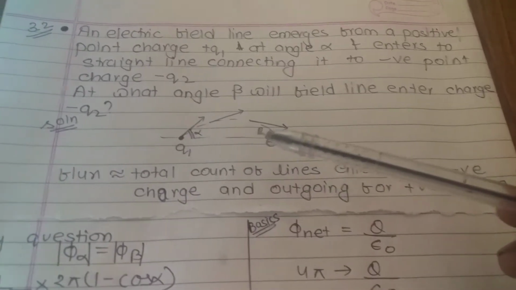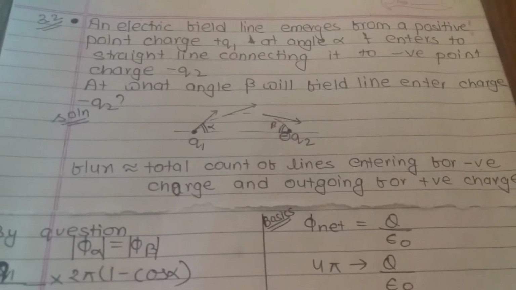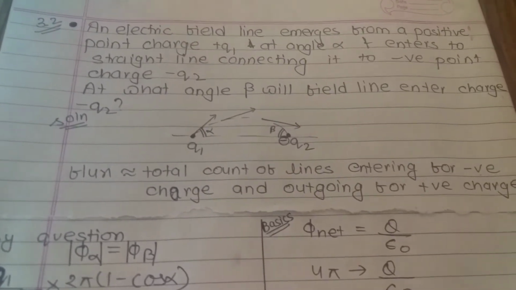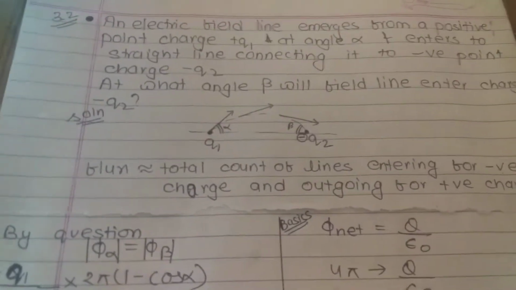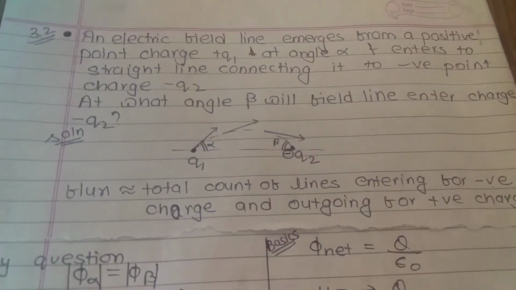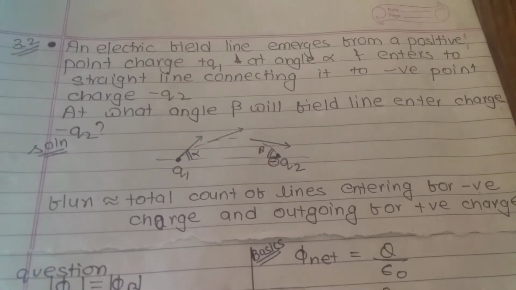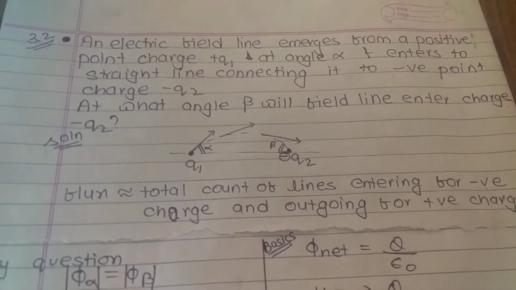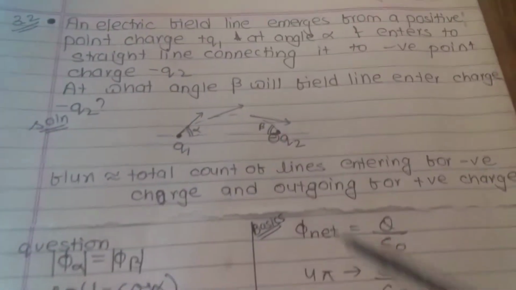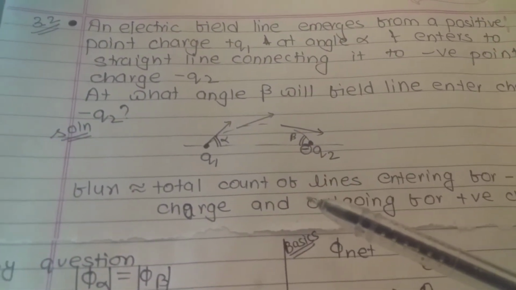So if you are solving this question, you can say that there is not only one line. We can find the number of lines emerging from Q1, and the main concept in this whole question is that all lines that are emerging from Q1 at an angle alpha will be entering Q2 at an angle beta, right? So I can find the flux exiting from Q1 at an angle alpha using Gauss law.